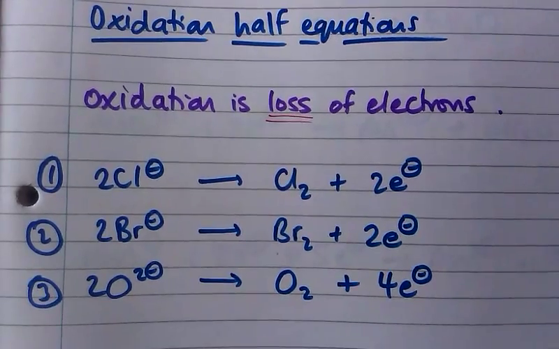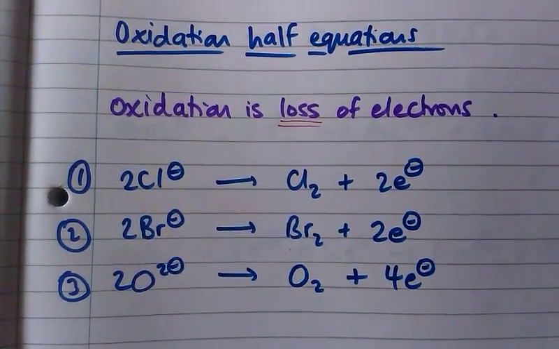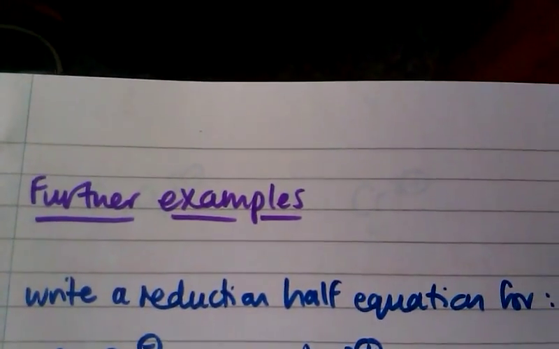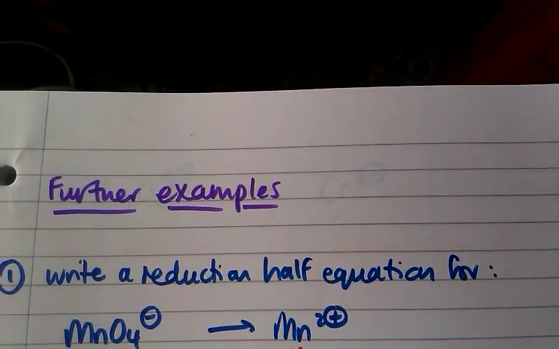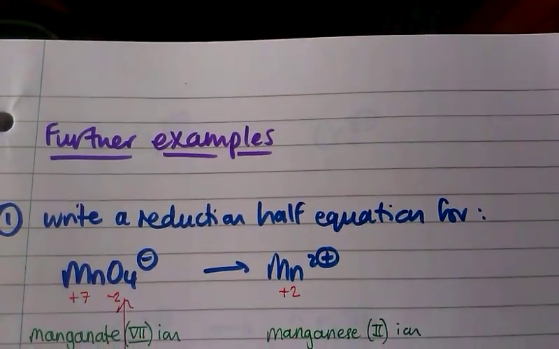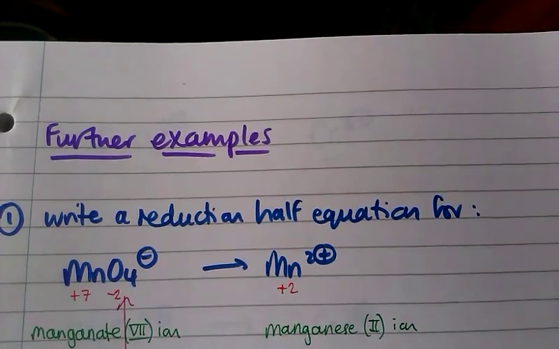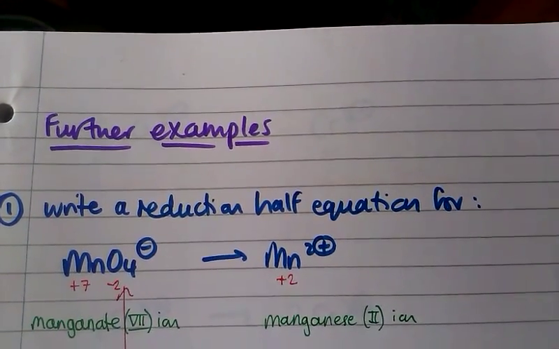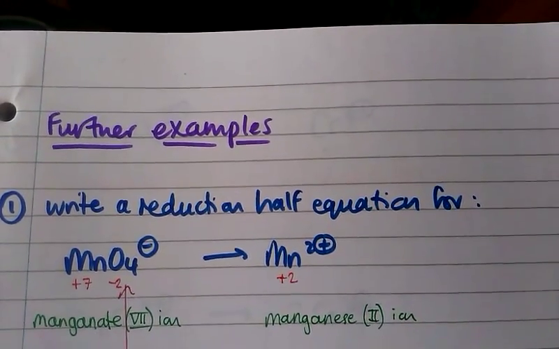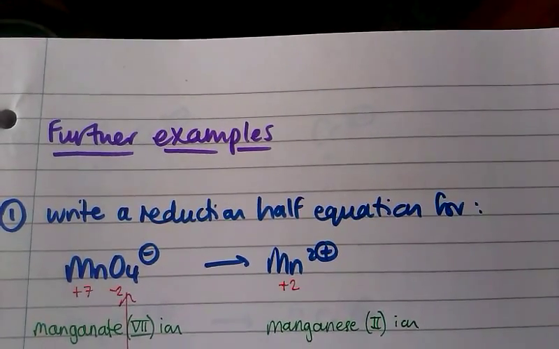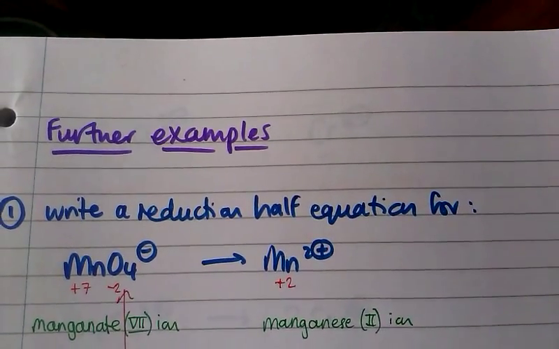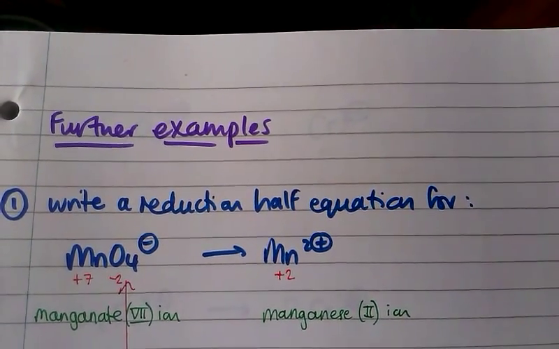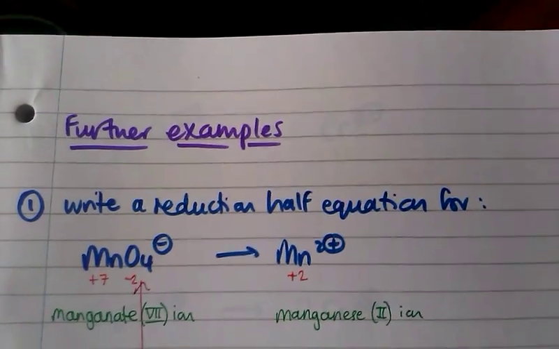So the examples that you come across won't always be as simple as these. So next I'm going to go through some slightly trickier examples. So let's say we wanted to write a reduction half equation for this manganate 7 ion, permanganate ion, going to manganese 2. So the 7 tells us that the oxidation state of the manganese is +7, and the 2 tells us the oxidation state of the manganese is +2.